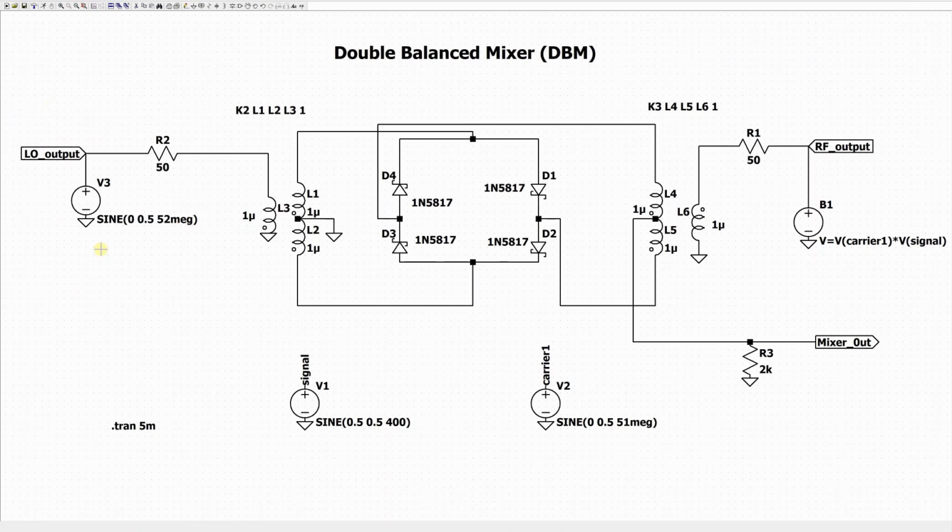output. So the mixer is the module or the block that multiplies the 2 signals in order to translate the frequency of the RF signal to the IF frequency. So the output is gonna be here. So this is the output of the mixer.